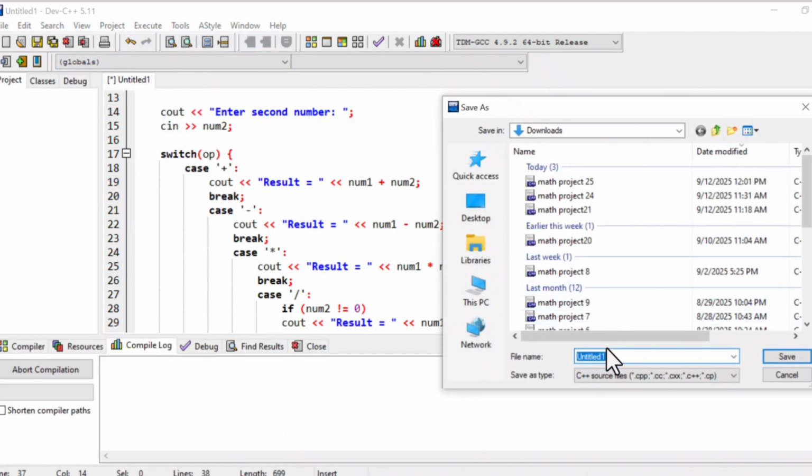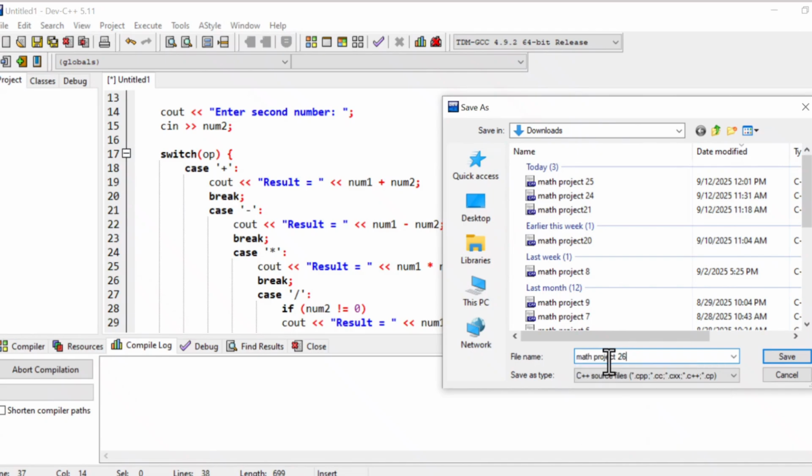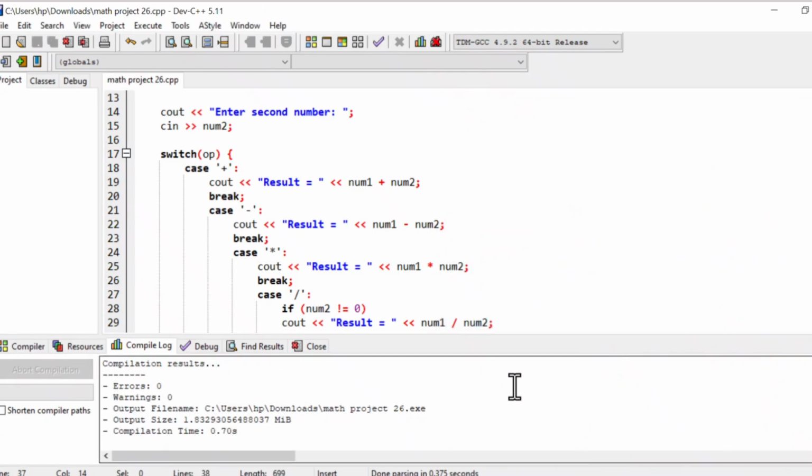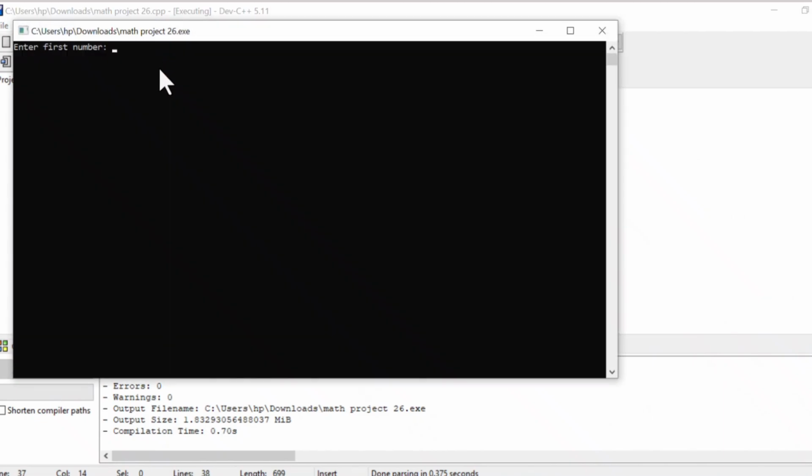Now compile and run the program. The program first asks to enter the first number. Here we enter 5. Next, it asks for an operator. We enter the minus sign.